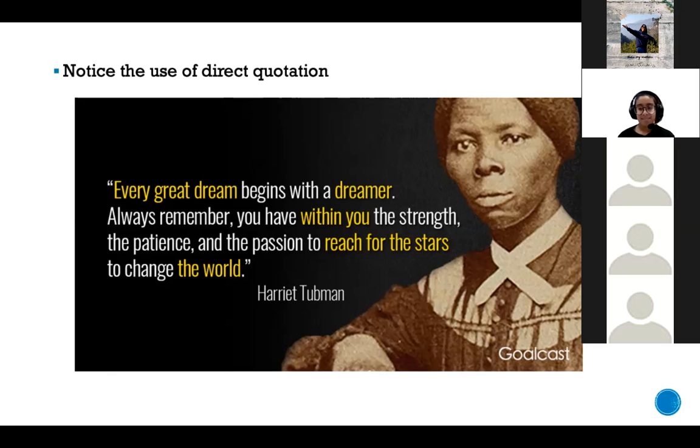This is a lesson. This is the anchor text that we did in the last two sessions. So today, this is the quote from her, and it's a very profound statement that she made. Anybody can explain it to me? Every great dream begins with a dreamer, always remember you have within you the strength, the patience, and the passion to reach for the stars, to change the world. So can you explain what does it mean? I think it's about human rights. Okay, you think that? Okay, Turki, every great dream begins with a dreamer. What does it mean?